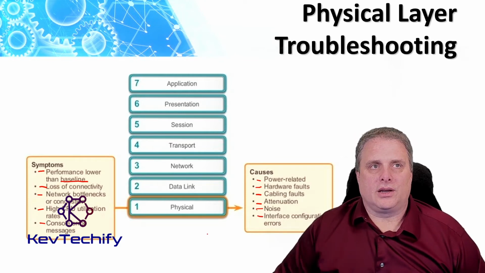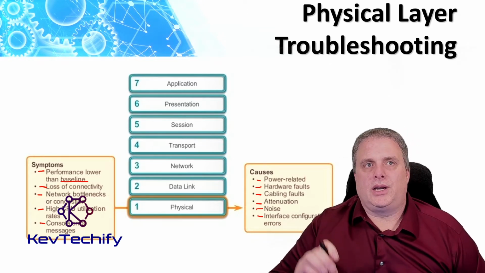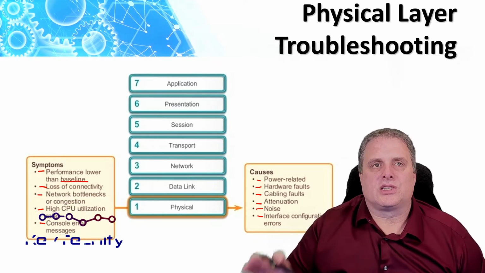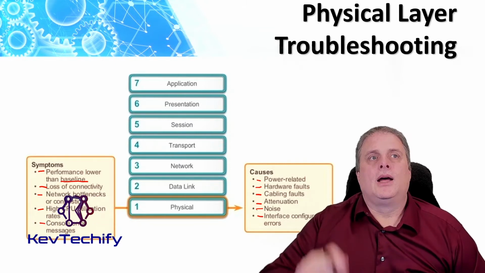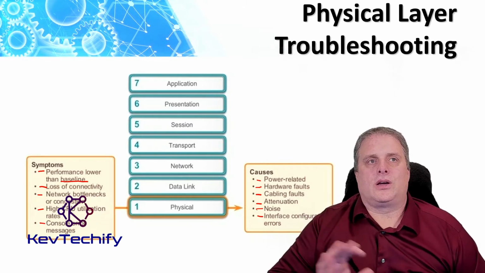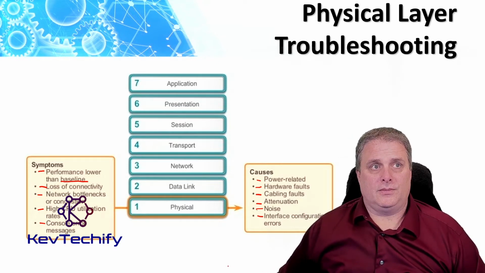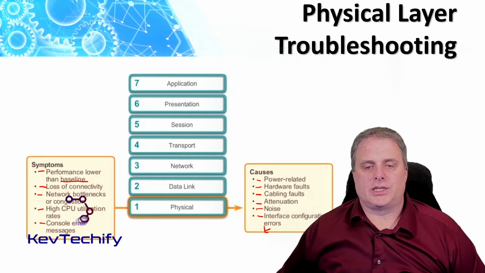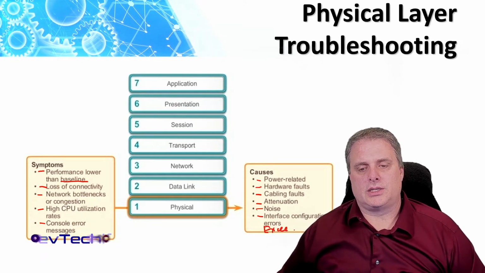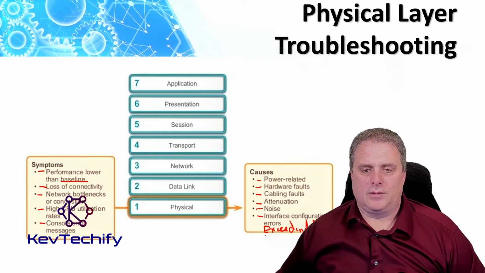We have interference configuration errors. Now, this can include incorrect clock rates, incorrect clock sources, interfaces not being turned on. This can cause a loss of connectivity with attached network segments. Another cause would be exceeding design limits.